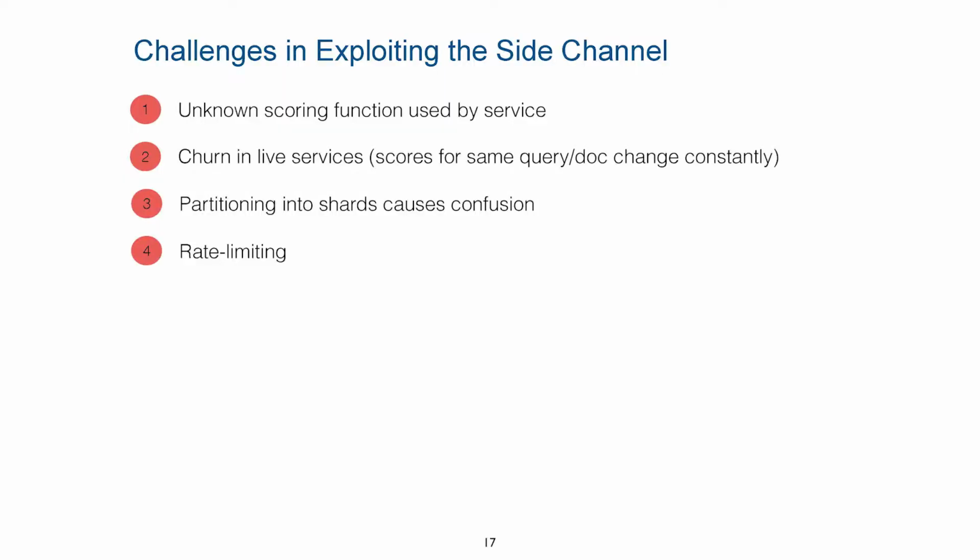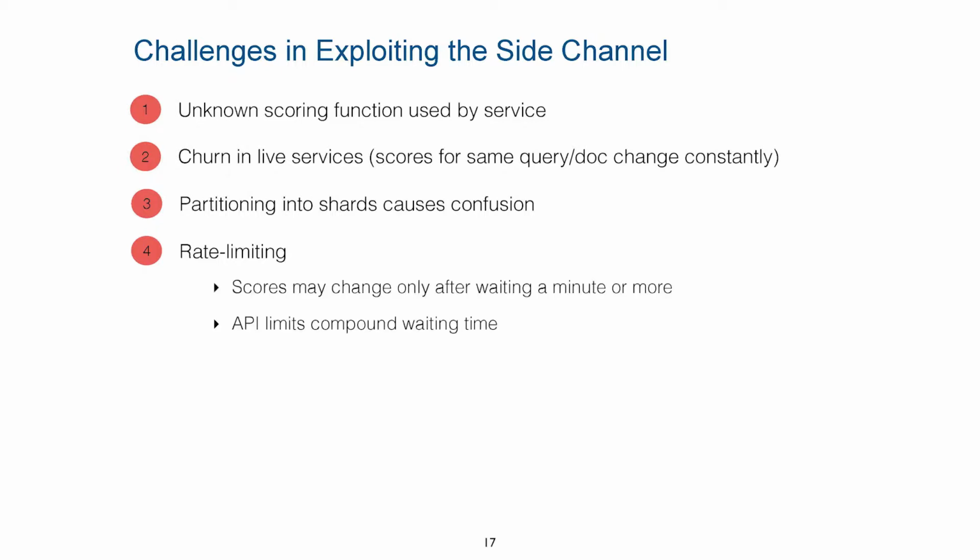So the next complicating factor is rate limiting. These attacks want to issue lots of queries. Of course, the services will limit you just for their own reasons, not for security, but because they don't want people to overwhelm the service.